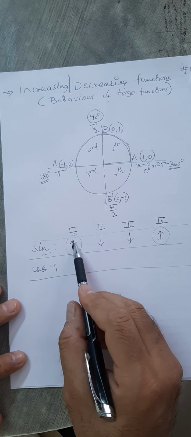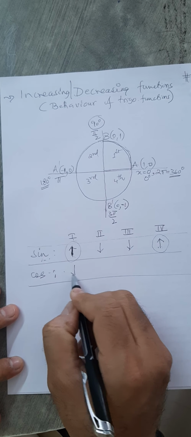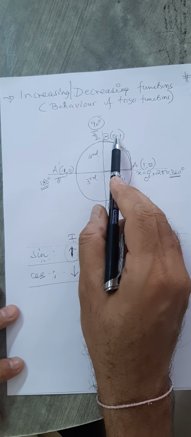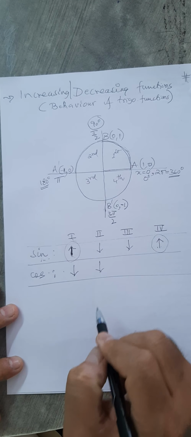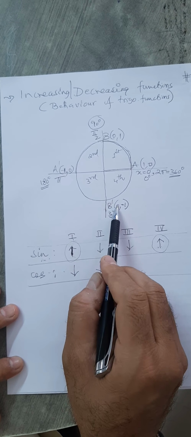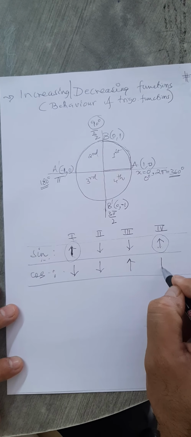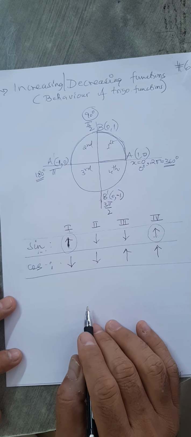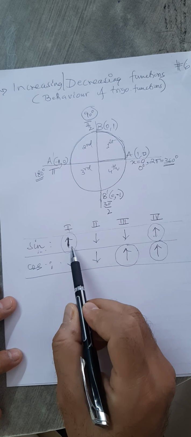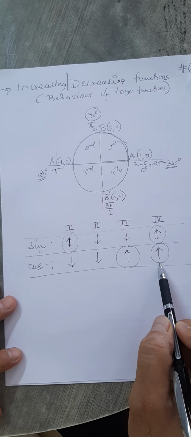Cos function in the first quadrant, that is the first coordinate, 1 to 0, decreasing. Second quadrant, 0 to minus 1, decreasing. Third quadrant, here minus 1 to 0, so it increases. And 0 to 1, it increases. So here cos is increasing in which two quadrants? Third and fourth quadrant. Sine is increasing in which two quadrants? First and fourth quadrant. This is in the third and fourth quadrant.